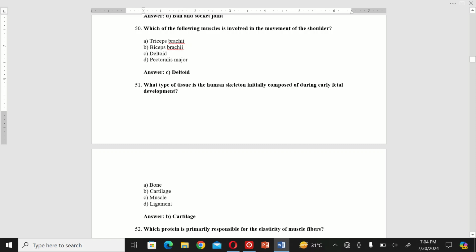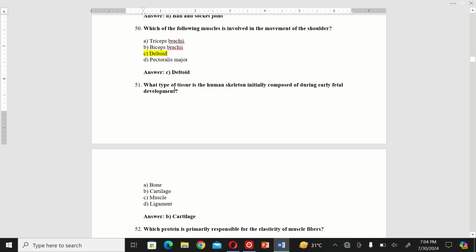The next MCQ is which of the following muscles is involved in the movement of the shoulder? A. Triceps brachii, B. Biceps brachii, C. Deltoid, and D. Pectoralis major. So the correct option is C.